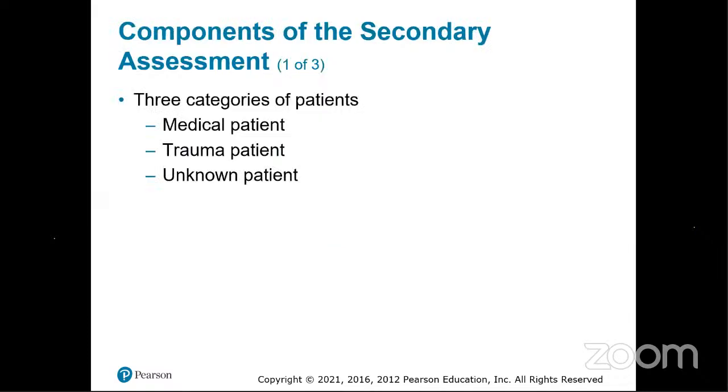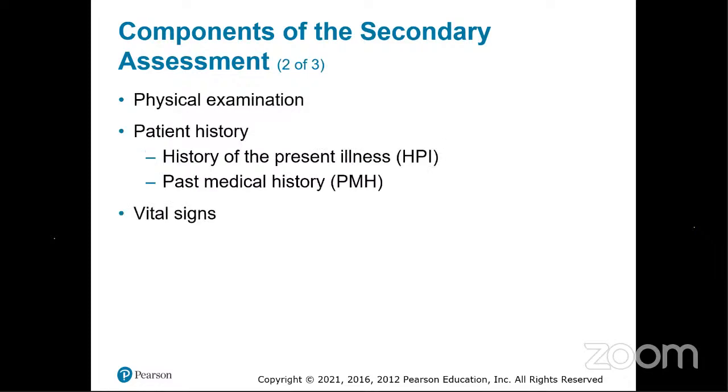So the secondary assessment. We're going to throw it into 3 categories. We're going to talk about medical, trauma, and then an unknown patient, or the other term for that is an unresponsive patient. So the physical exam, we're going to do that head to toe.